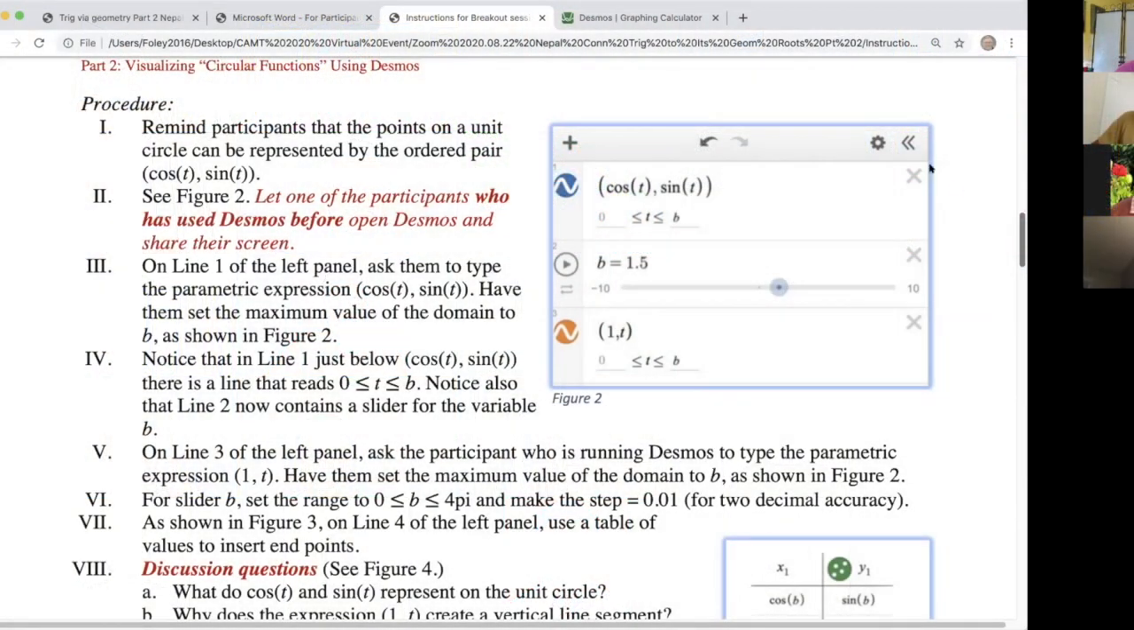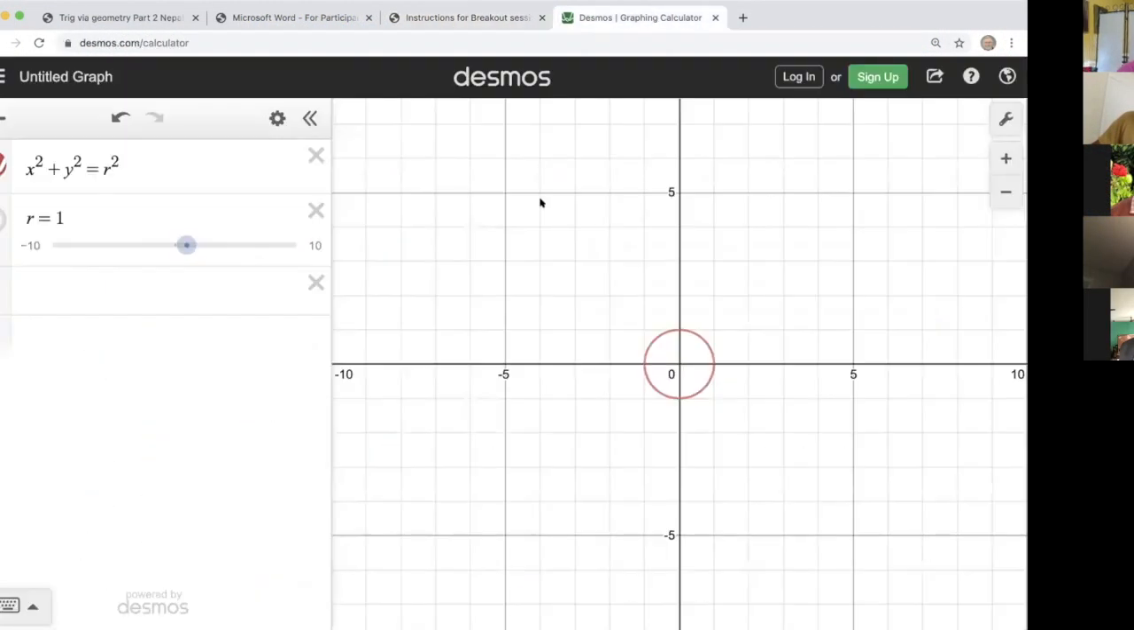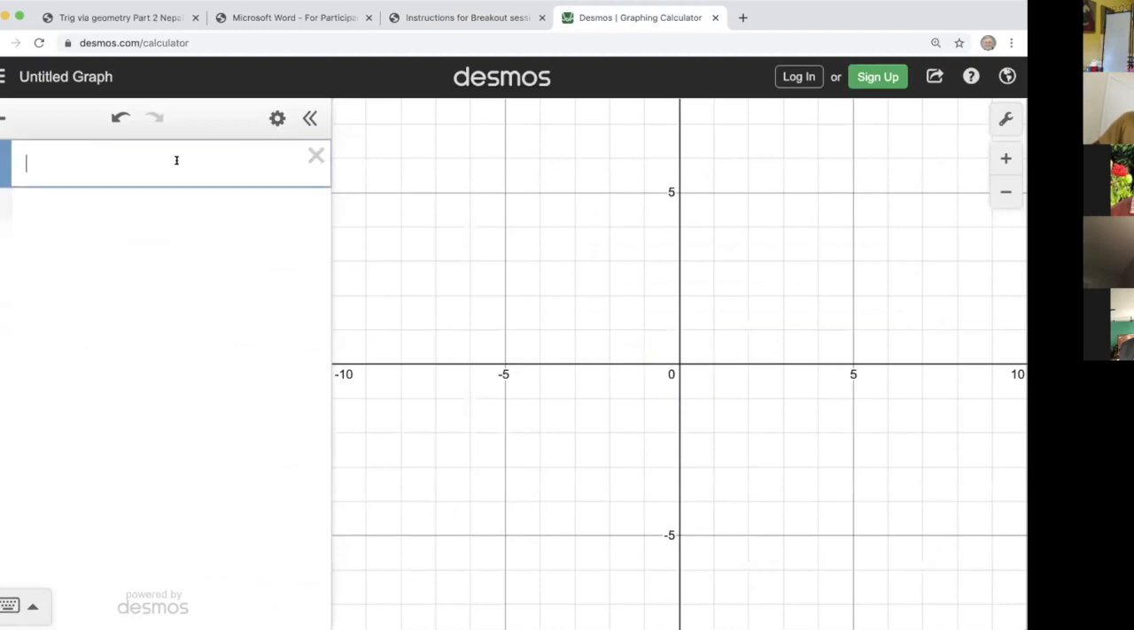Breakout room. I'm going to go ahead and do this in Desmos. I'm going to create cosine t, comma, sine t.